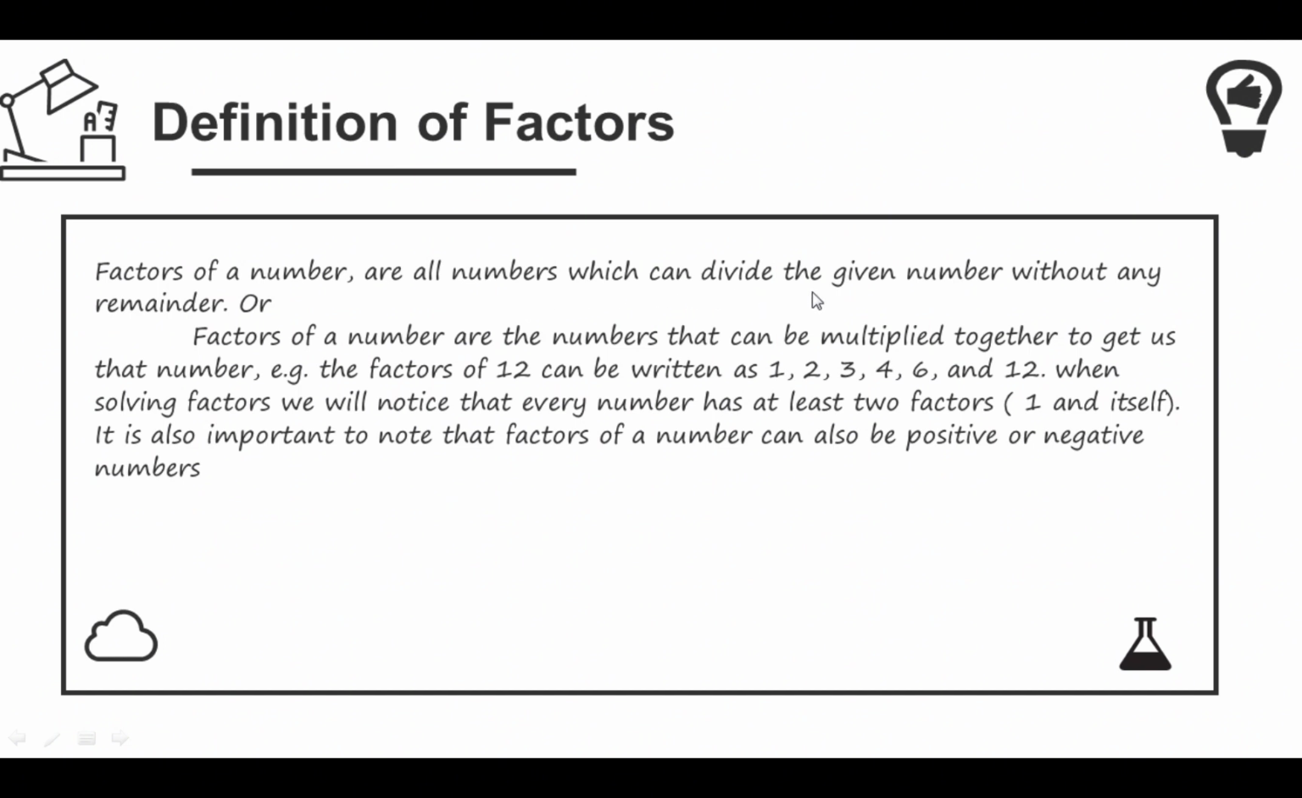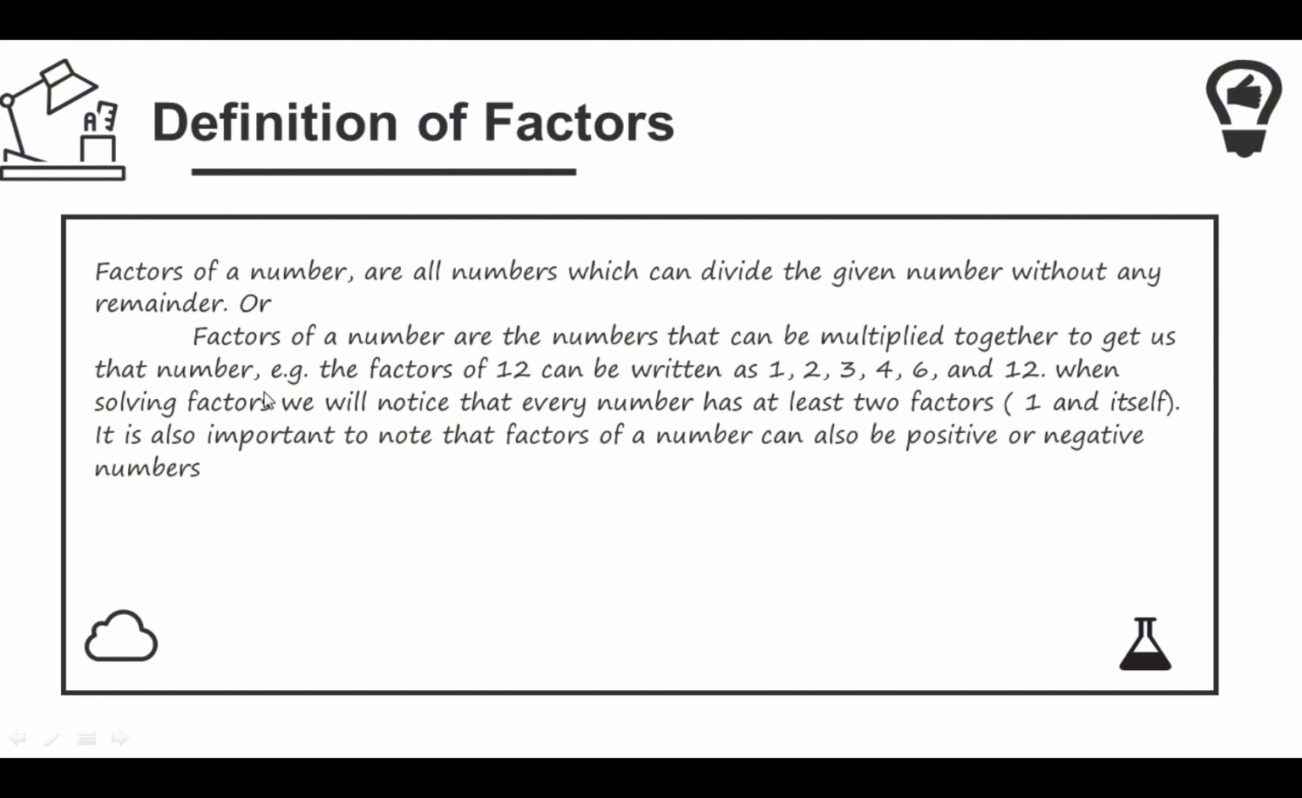Factors of a number are all numbers which can divide the given number without any remainder. Or, factors of a number are the numbers that can be multiplied together to get us that number. Okay? What is it trying to say? So here it's trying to say that factors of a number are any number that can divide a given number without any remainder, or two numbers that when you multiply them it will give us a given number. Those are the factors. Okay, let's take for instance 6.